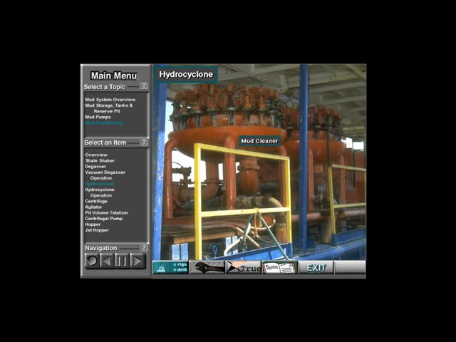A mud cleaner has still smaller cones. It removes particles down to about 7 microns. Since barite, that desirable solid which gives weight to the mud, is also about 7 microns, screens are included on mud cleaners to retrieve the barite so it can be returned to the system.